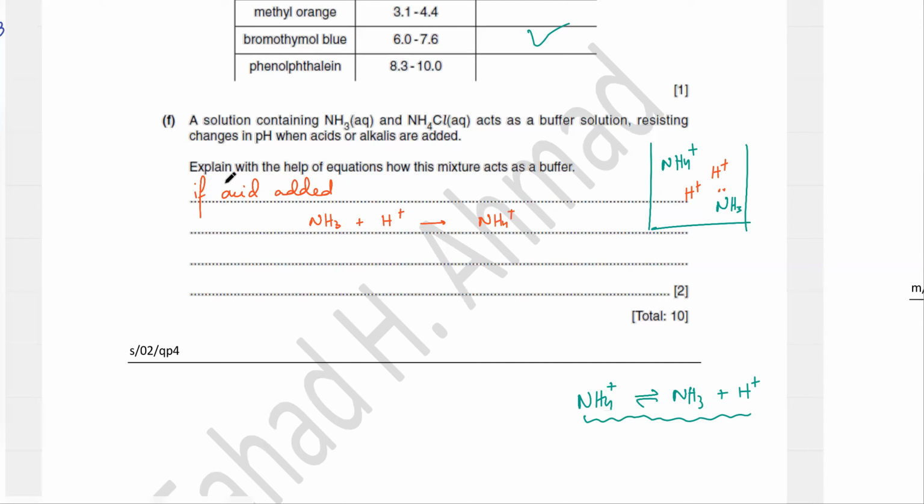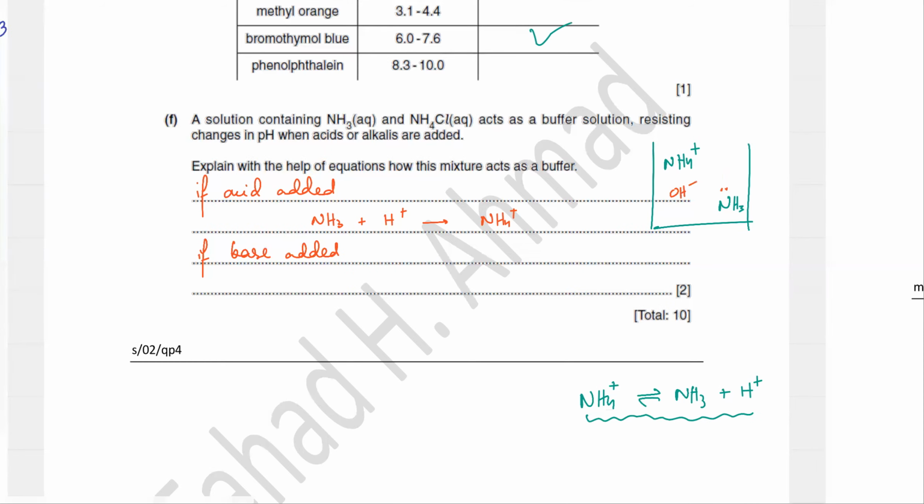The next part is if a base is added. So now you're adding OH- ions. Who's going to neutralize the OH- ions? It's NH4+. That would release an H+ ion, give it to the OH- ion and neutralize it, it would turn into water, and NH3 would be formed. So is this clear? The two equations. The acid gets neutralized and the OH- ions also get neutralized. Okay, is this clear? Yes, sir.